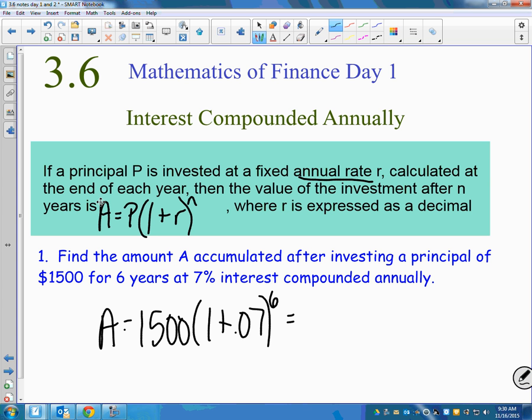really nice thing about my calculators is you can see what you're typing, and you should be able to type this in all at once, right? And we're talking about money here, so round to the nearest cent. $2,251.10. Like that.